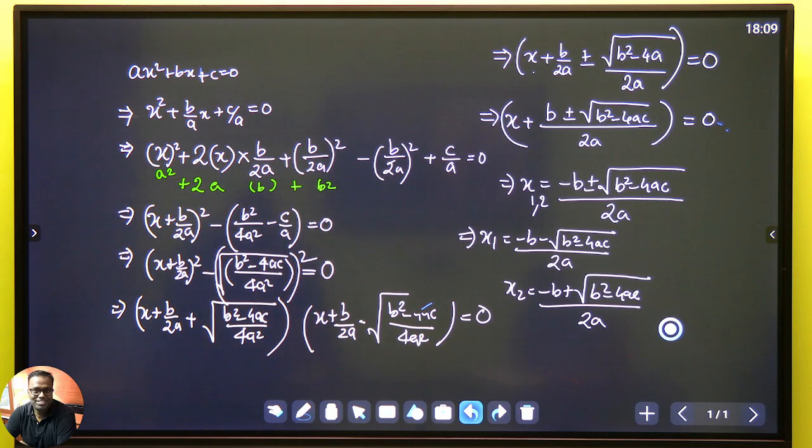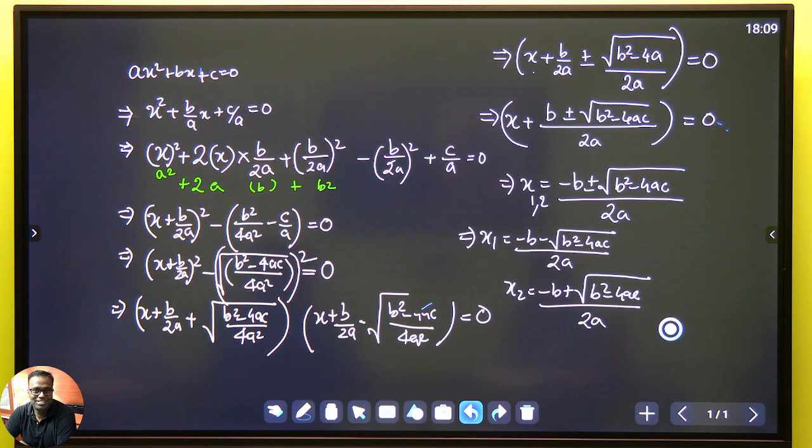Yes, Kirtan, what happened? Tell me. So what did you do? A square plus 2ab plus b square. So this much is my a plus b whole square. Then the minus b square to adjust it. So up till this much, write it as x plus b by 2a whole square. What did you not understand in this part? Tell me, I'll help you.